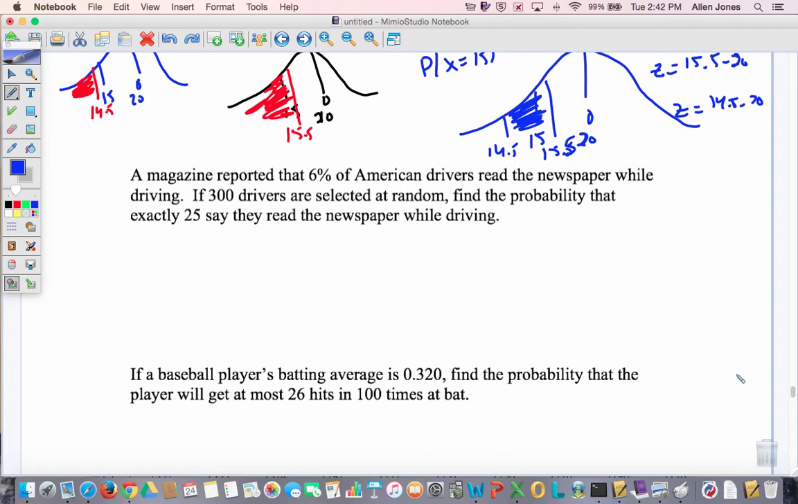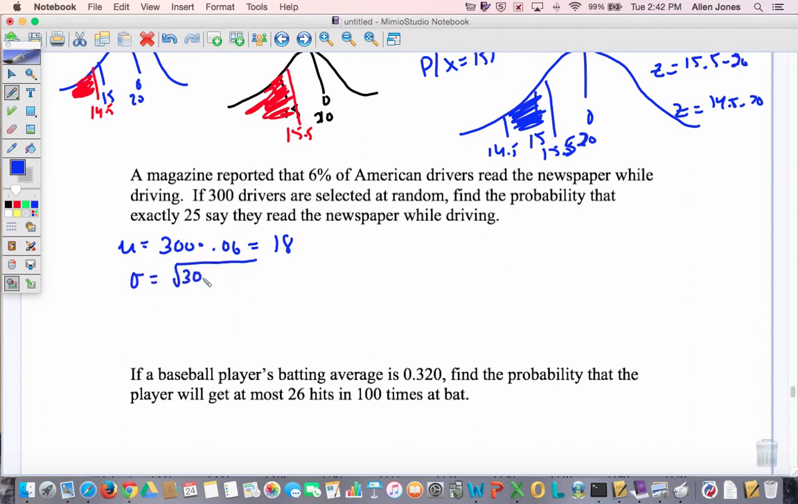A magazine reports that 6% of American drivers read the newspaper while driving. If 300 drivers are selected at random, find the probability that exactly 25 say they read a newspaper while driving. Any mention of a mean? No mention of a mean, no mention of standard deviation. So we'll calculate our mean as 300, that's our n, times our percentage, or probability, which is 0.06, so we'd expect to have a mean or average of 18.